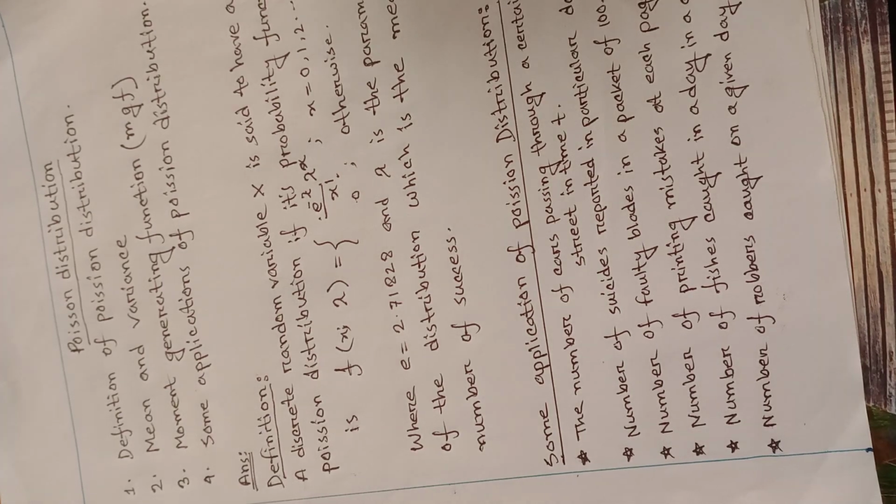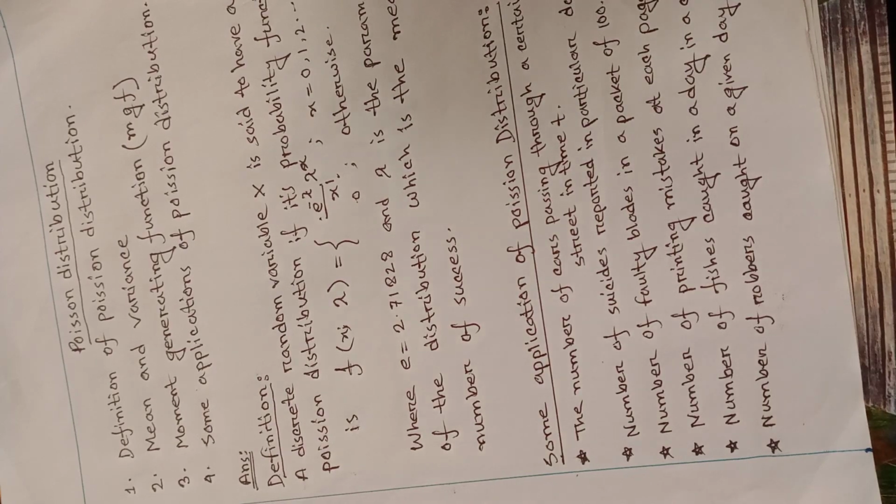Now, we have to apply Poisson distribution when the number of trials is so large. So large means 10,000, 1 lakh, etc. And the number of successes or the number of failures is so little, which is near about 0, which tends to 0.